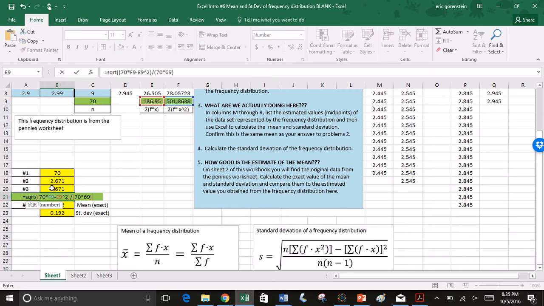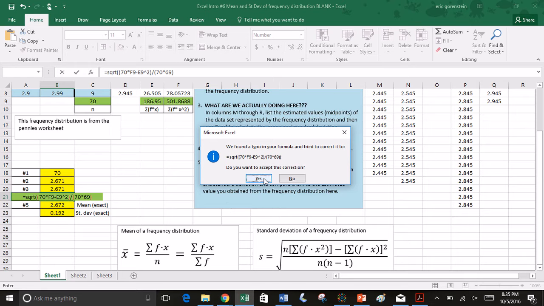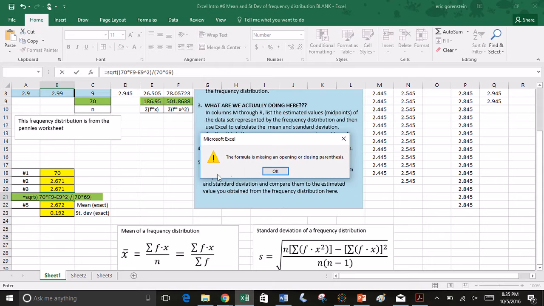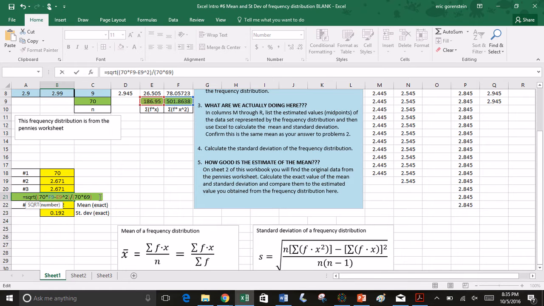So I have n times the sum of f times x squared, that's the f9, minus the sum of f times x, that's the e9, raised to the second power, close parentheses, all divided by, again in parentheses, n times n minus 1, 70 times 69. Oops, I found a typo. I forgot the last parenthesis. Close the parentheses on the square root.